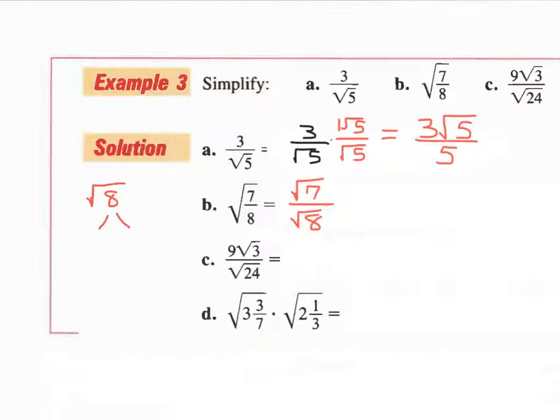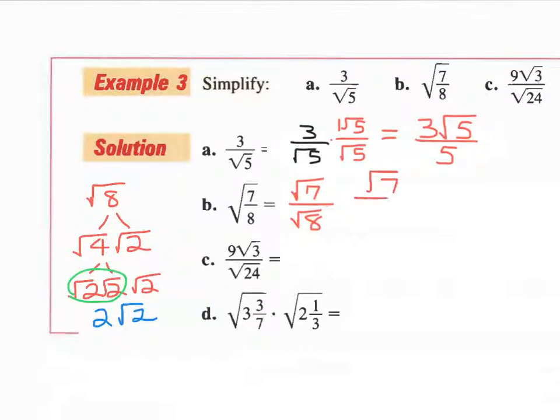So here I can break this into 4 times 2. And again, I could still break it down if you didn't realize 4 was a perfect square. Make your pairs. So I have a pair of 2's. So 1, 2 will come out of this pair, and the 2 that's still left behind stays under the radical. So I can actually simplify this now into the square root of 7 over 2 square root 2.